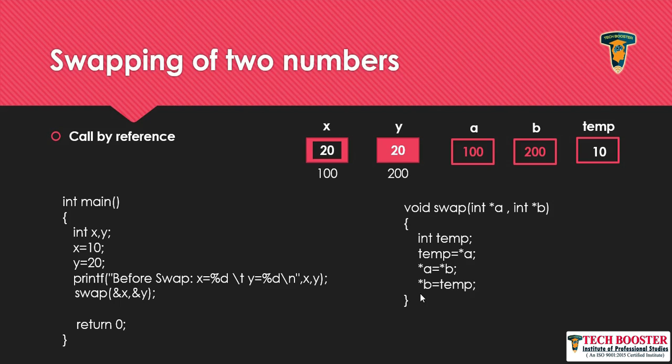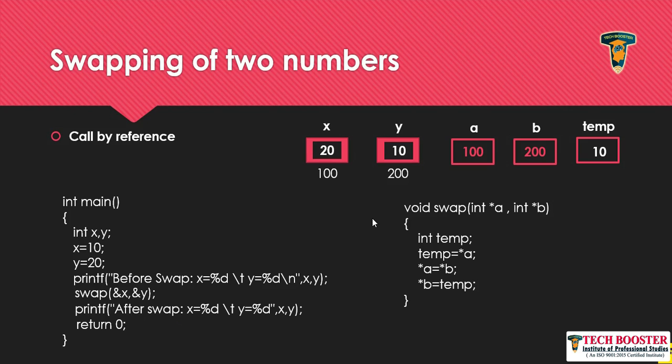Again in my next line what I have written is *b = temp. *b is your 20 and temp is your 10. Now here we are replacing 20 with 10. So you have 10 in y now. So guys, after this function you will come back to your main function again, and in this case if you print the values of x and y, you will have 20 in x and 10 in y.